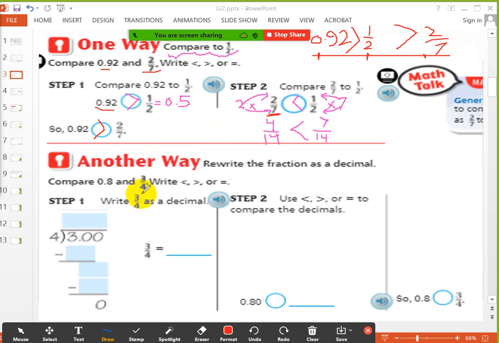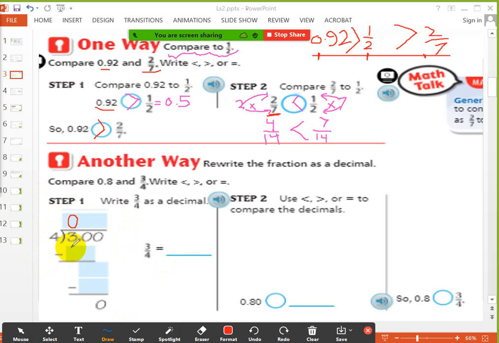How will I write it as a decimal? If you want to write 3 over 4 as a decimal, you have to divide the numerator by the denominator, as we learned. Let's divide the numbers. 3 divided by 4. Can I divide 3 by 4? No, so the first digit, which is the ones digit, will be 0.